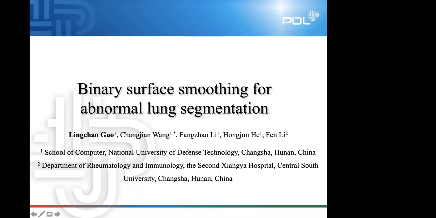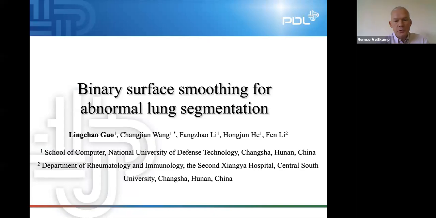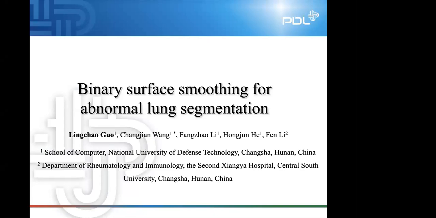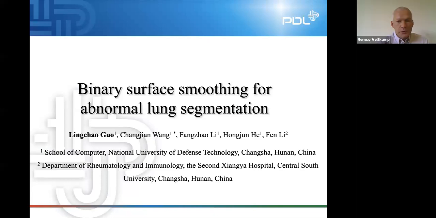Can you hear me? Yes, we hear you, and we also see your slides, so that is very good. Okay. It is nice to introduce you. So the second presentation in this session is on a medical application. It's also about segmentation. It's Binary Surface Smoothing for Abnormal Lung Segmentation. Ling Chao, please go ahead.